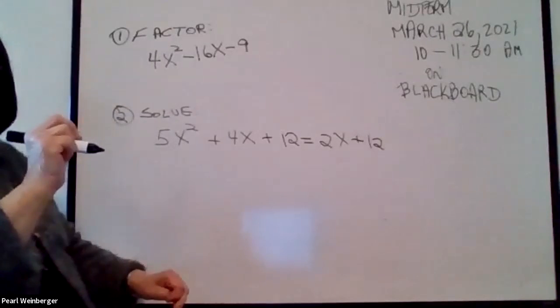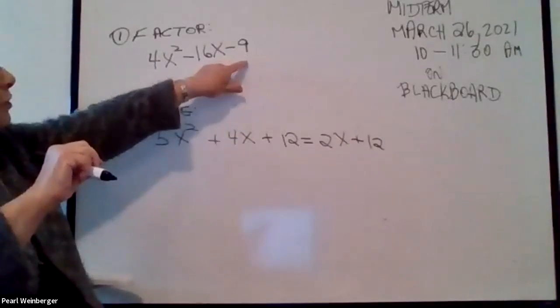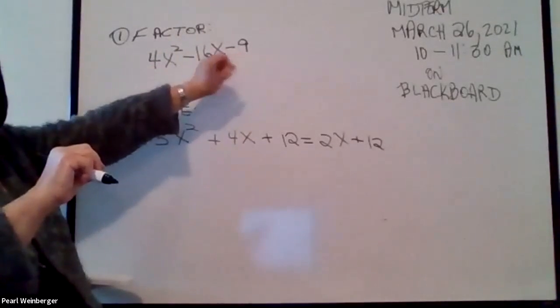Professor, I think you should put positive 4x squared. What do we have to do first? So we're going to try to find out about the negative 16x in the center. Yeah, but what do we have to do first with this 4 and this 9?